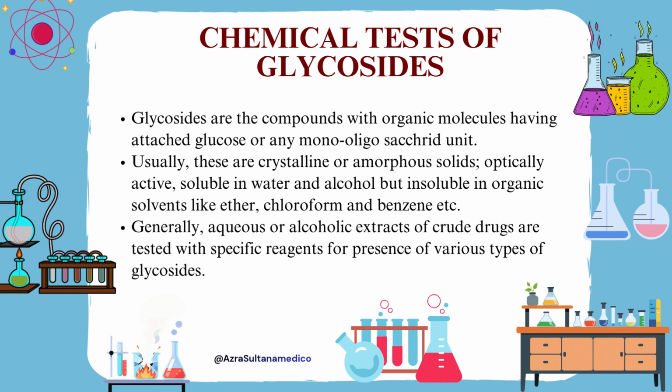Chemical tests of glycosides. Glycosides are compounds with organic molecules having attached glucose or any mono- or oligosaccharide unit. Usually, these are crystalline or amorphous solids, optically active, soluble in water and alcohol but insoluble in organic solvents like ether, chloroform and benzene, etc. Generally, aqueous or alcoholic extracts of crude drugs are tested with specific reagents for the presence of various types of glycosides.